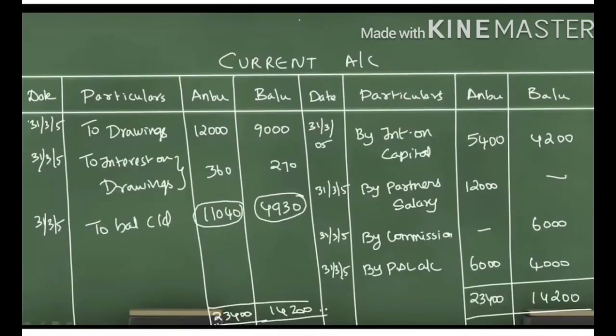Now see, this is how your current account looks like. All the adjustments in capital such as interest, salary, commission, share in profit, all that is shown in the current account on the credit side, and on the debit side you have drawings and interest on drawings. And this balance which is given to you here, this is balance not of capital account but of current account.